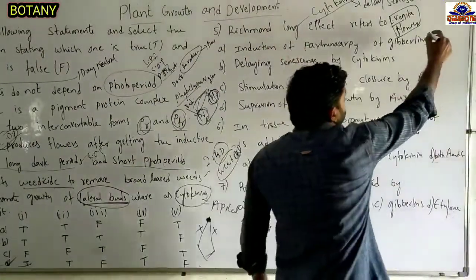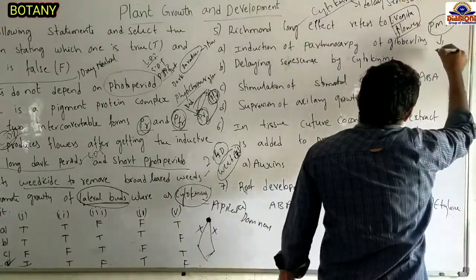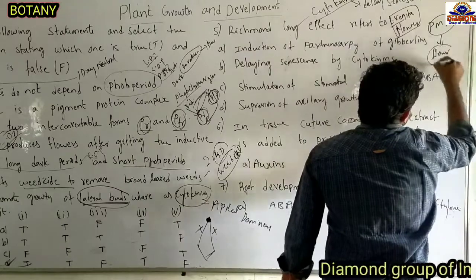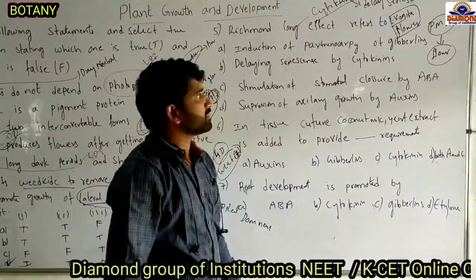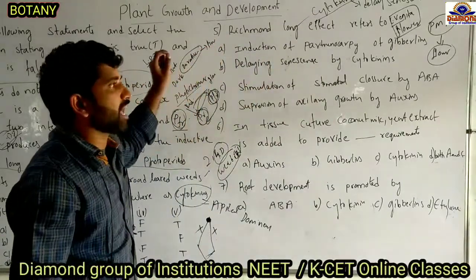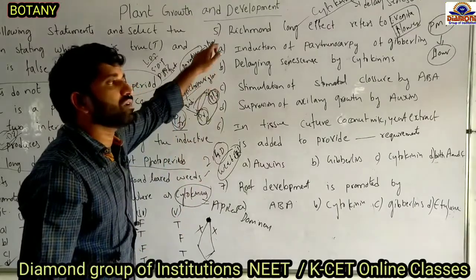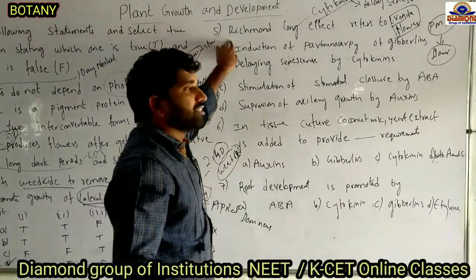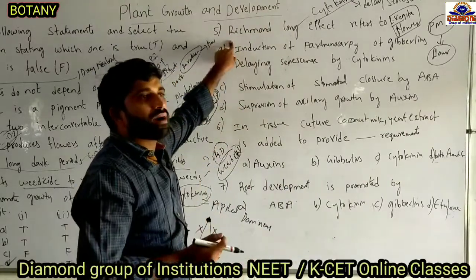Example, by using PMBA, phenyl mercuric acid, sprayed onto the flowers, these flowers appear fresh for several hours. So delay of senescence is the character of cytokinin, and this is also called the Richmond-Lang effect, because here these are the leafy vegetables and flowers with an increased market period.